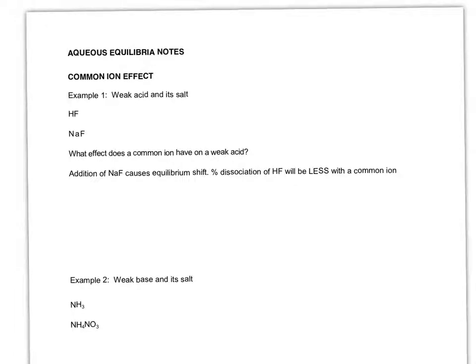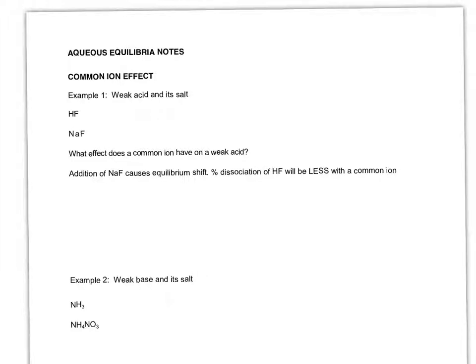Hello AP Chemers. We're going to start chapter 17 today, which discusses aqueous equilibria, also known as buffers. But actually, chapter 17 is divided into three parts. The first part is buffers. Then after that, the second part is titrations. And the third part is solubility equilibria, or Ksp. So we're going to start with buffers.